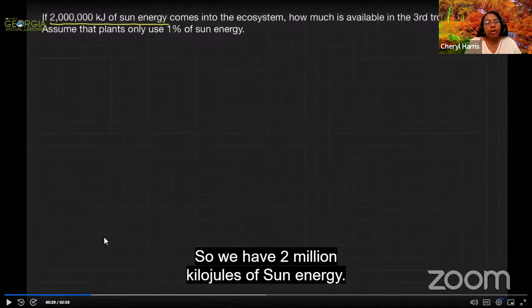I want you to write this down because we're going to keep this as a sample question for you, because you will have problems to work on. So let's write this one as a sample question. She has measured the amount of energy coming from the sun as 2 million kilojoules of energy. And this is what you need to do when you're reading these questions. You need to break them down: what is available, what information are they giving you, and what information are they asking you for?